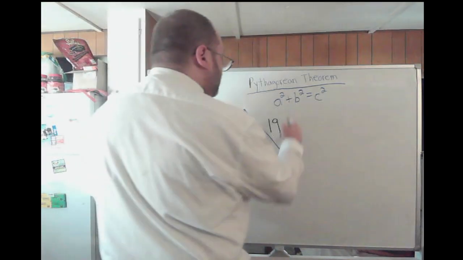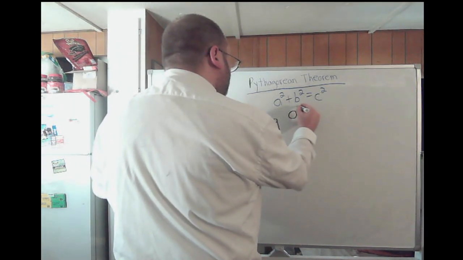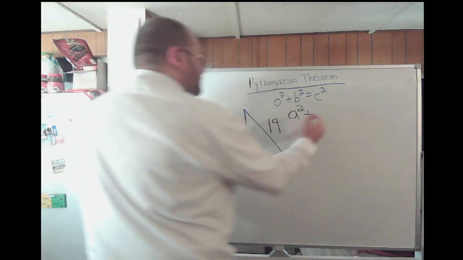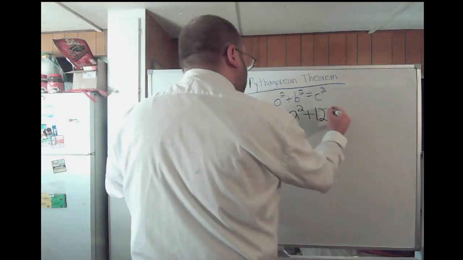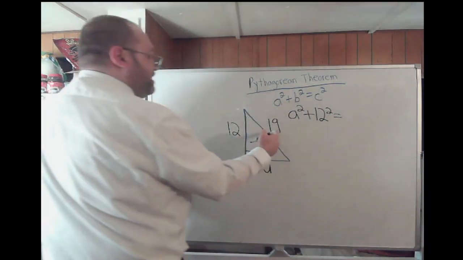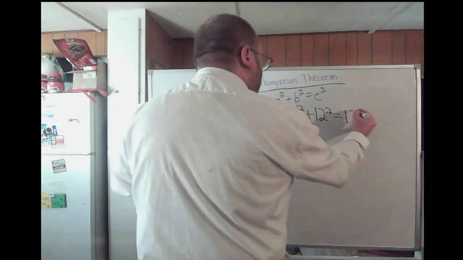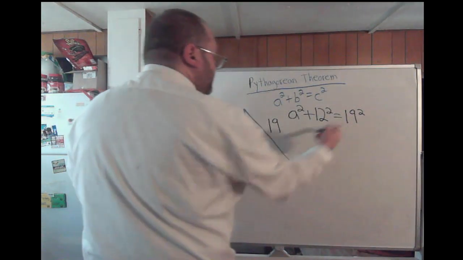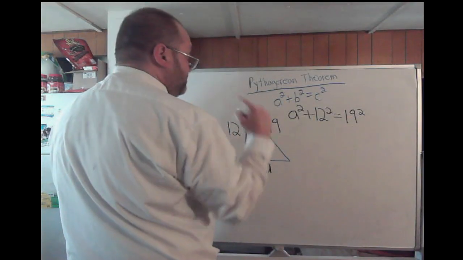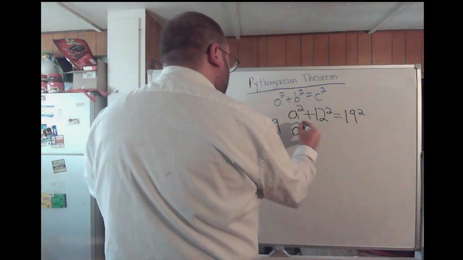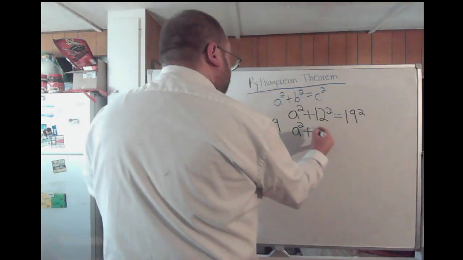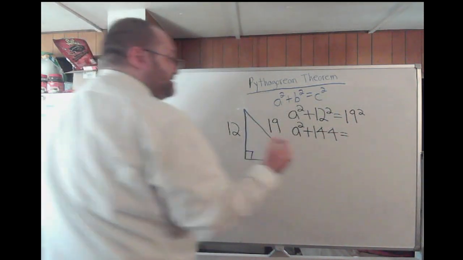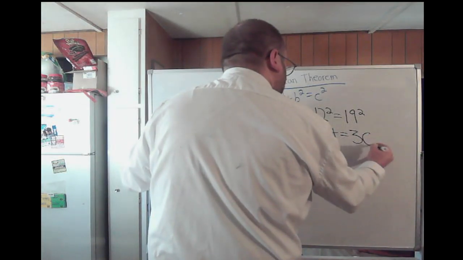So you'll take your length a squared, plus the b would be 12, so we'll do 12 squared. We'll set that equal to our hypotenuse squared, which is 19, so that'll be 19 squared. So we got a squared plus 12 squared equals 19 squared. Well, let's do our exponents first. We still have a squared plus 12 squared, that's plus 144. That's going to be equal to 19 squared, which is 361.